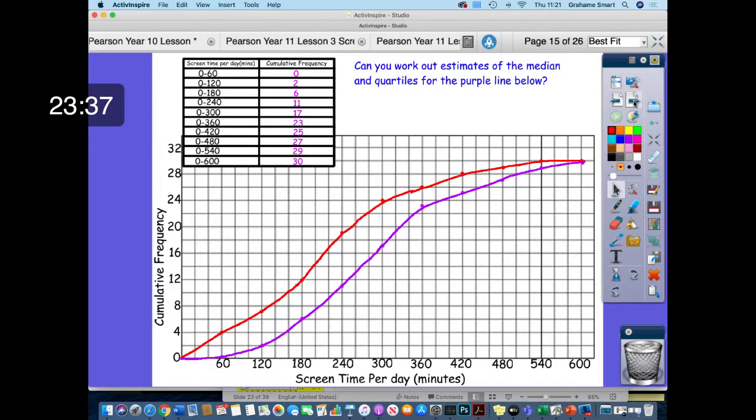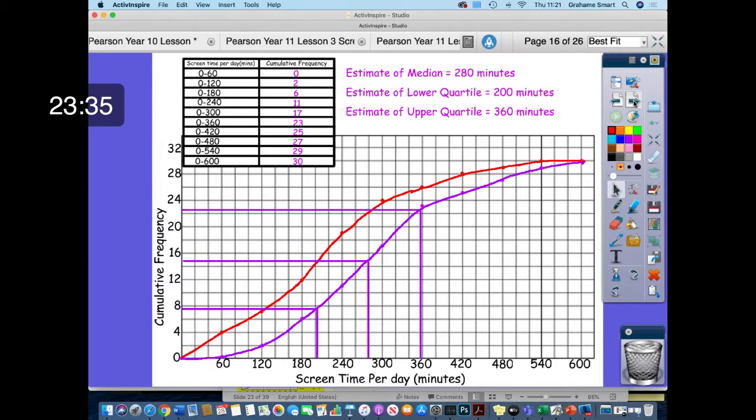Okay, so let's have a quick look. I've put the lines on this time. I haven't plotted them in real time, just to save time and for the lesson. I don't want to do them all. But you can see here, let's just quickly look at the median. Again, half of 30 is 15, so I've done a line along at 15 and gone down, and that's given me an estimate of the median of that line.